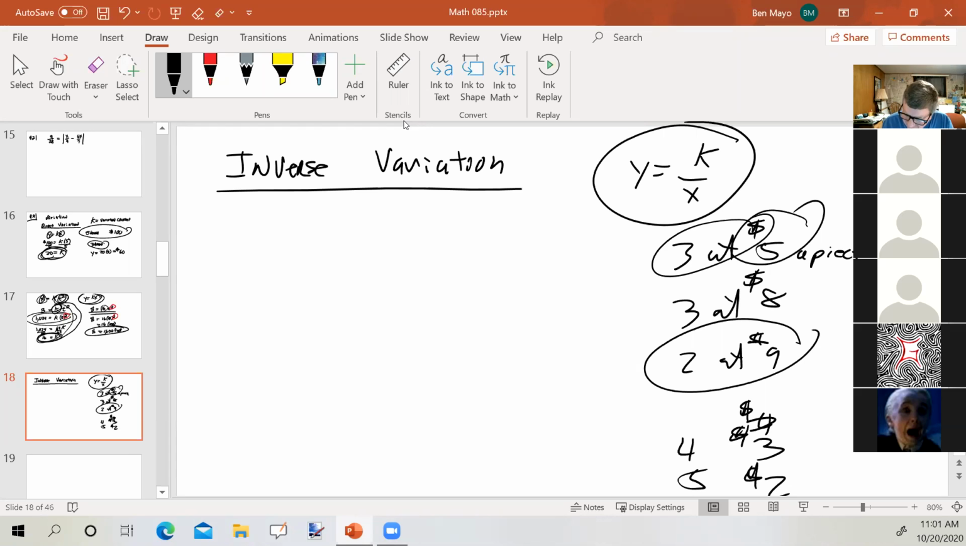All right. So inverse variation, we have this sort of reciprocal situation. K is still there. It's on top. Now X is down below. All right. So let's look at an example of inverse variation. And here we go.